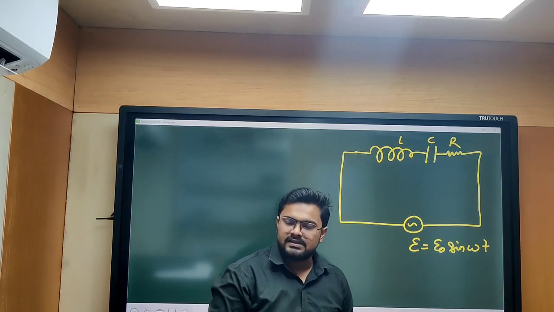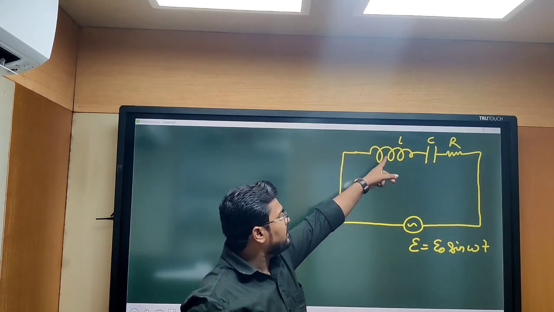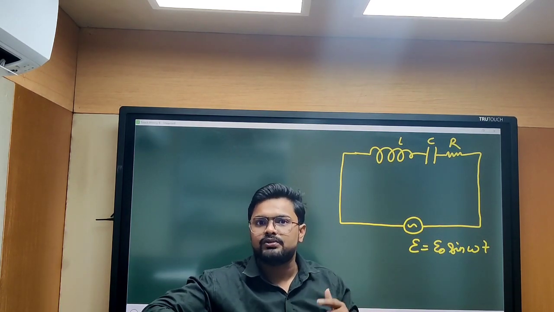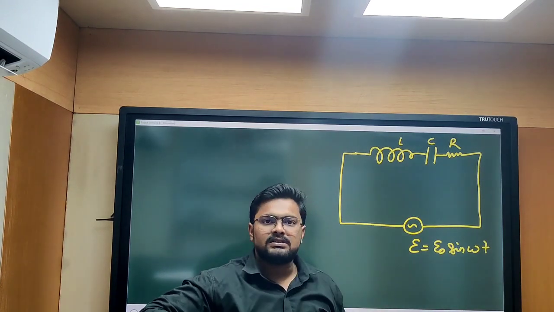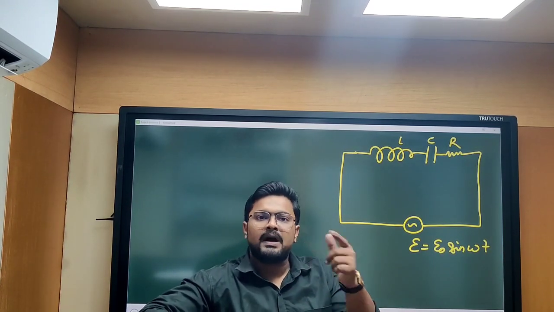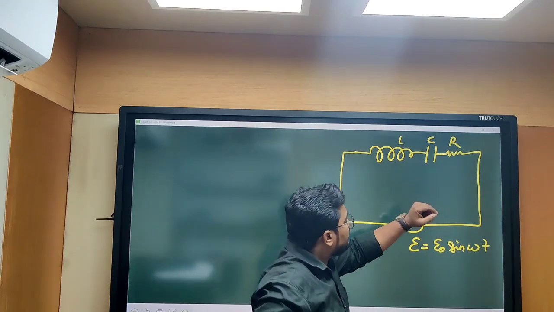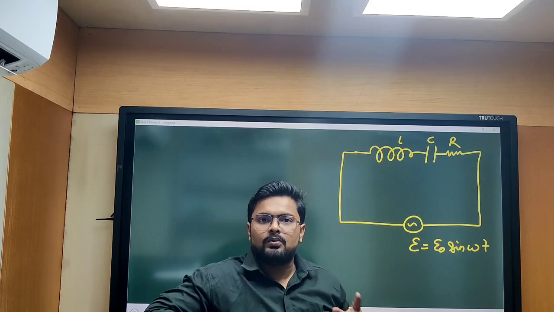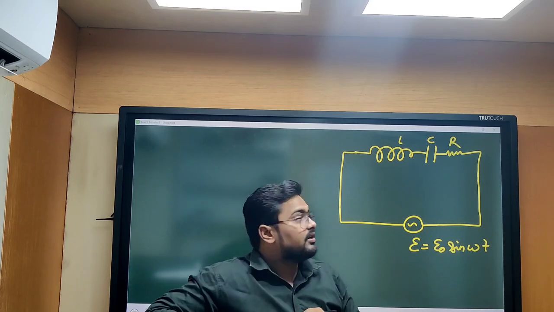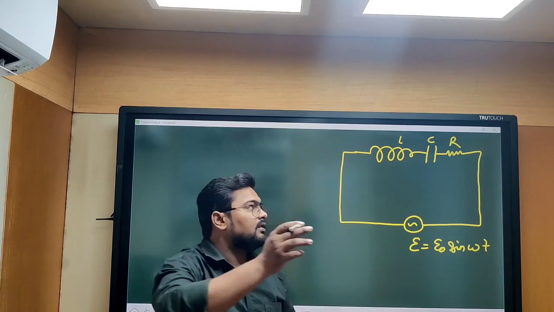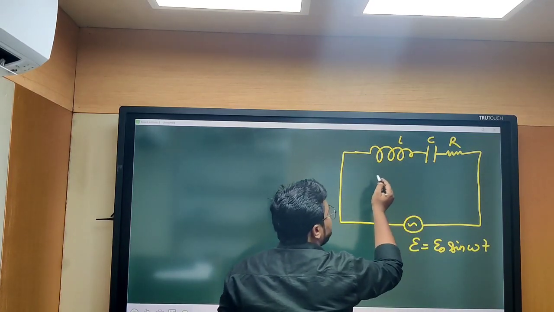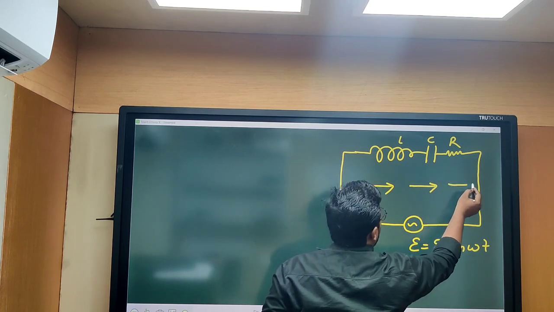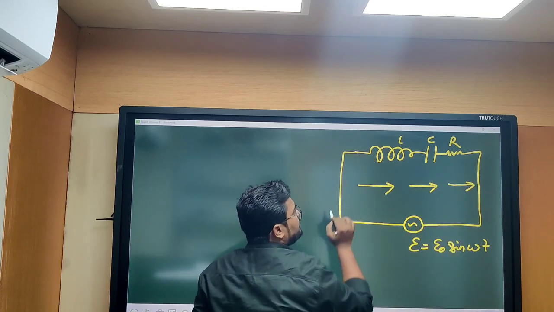And we know from the phasor diagram that along the inductor, the EMF leads the current with the phase pi by 2. In capacitor, the current leads the EMF with the phase pi by 2, and in resistor both will be in the same phase. So this is I and this is I.